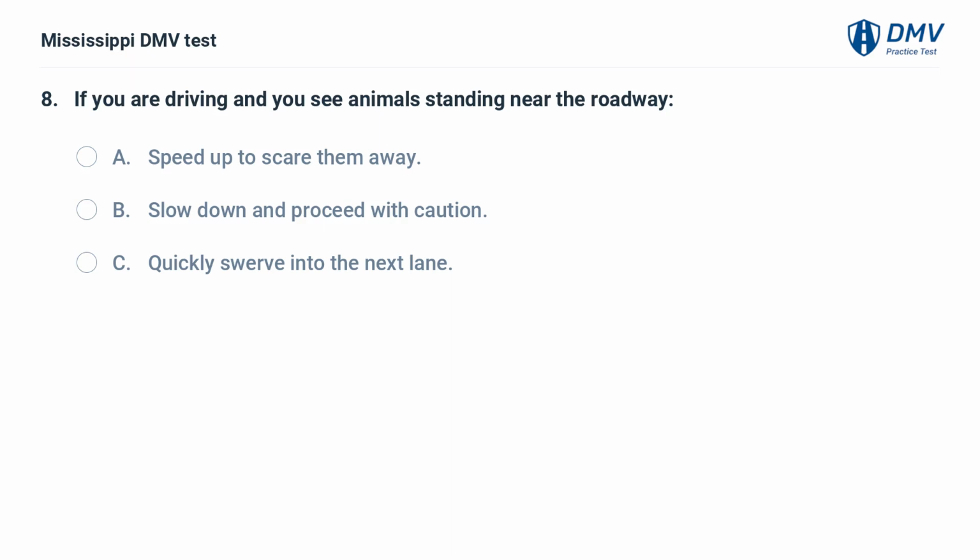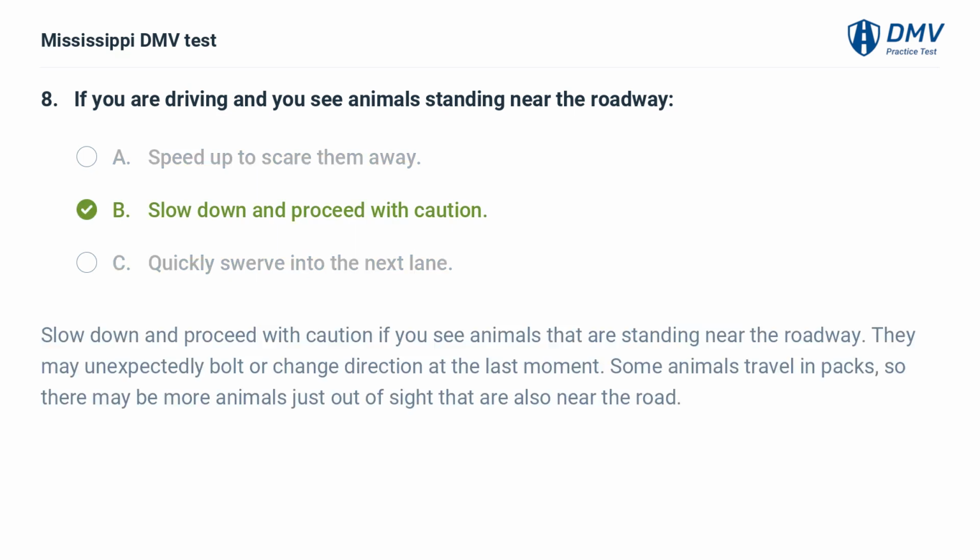If you are driving and you see animals standing near the roadway: A. Speed up to scare them away. B. Slow down and proceed with caution. C. Quickly swerve into the next lane. The answer is B. Slow down and proceed with caution if you see animals that are standing near the roadway. They may unexpectedly bolt or change direction at the last moment. Some animals travel in packs, so there may be more animals just out of sight that are also near the road.